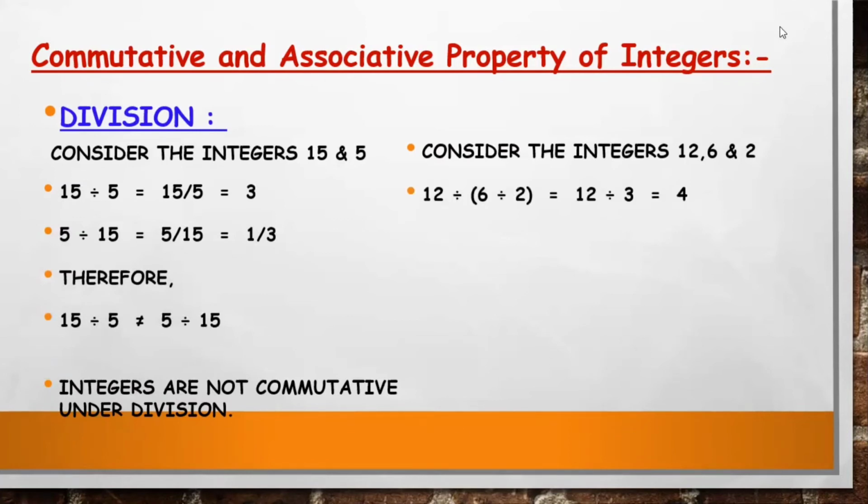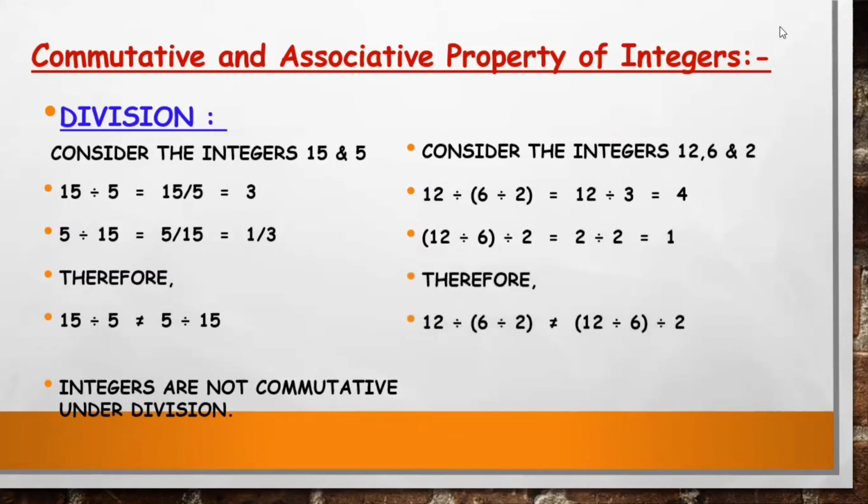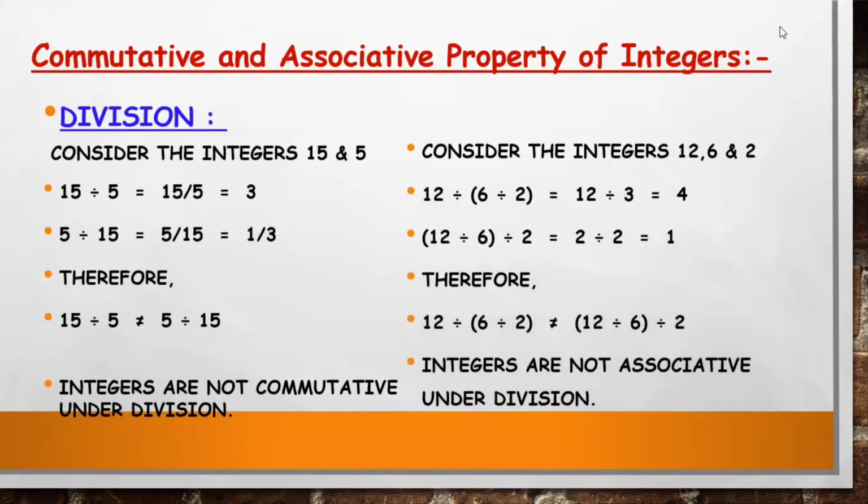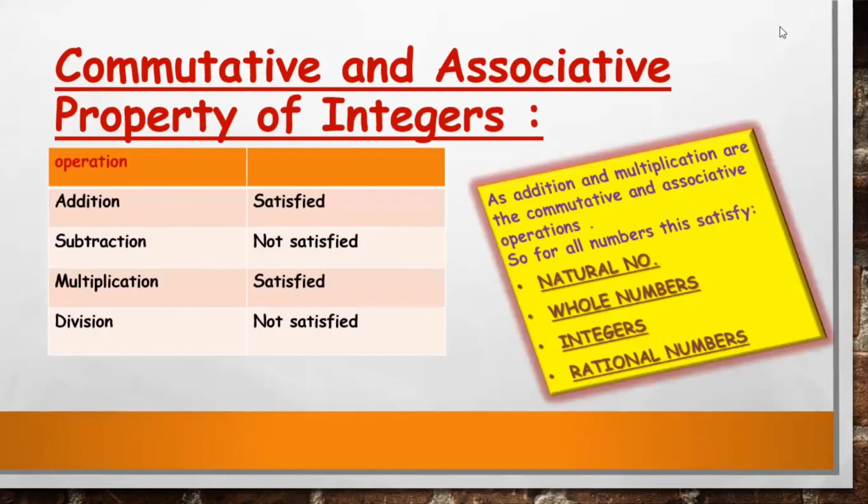Now check the associative property of division. Take 12 divided by 6 divided by 2. First I made the group of 6 and 2, I perform the division and my answer is 4. Now I change the groups: I choose 12 divided by 6 first, and work out the division, and my answer is 1. So from that we can conclude that division is not at all associative. Division is not commutative and not associative; you cannot change the sequence and you cannot change the groupings.